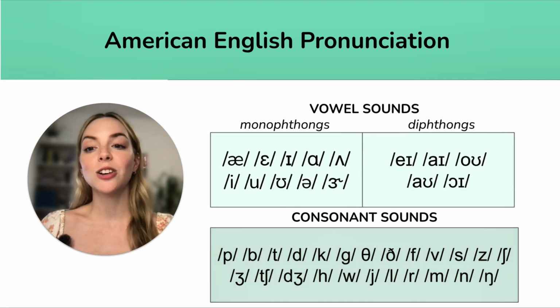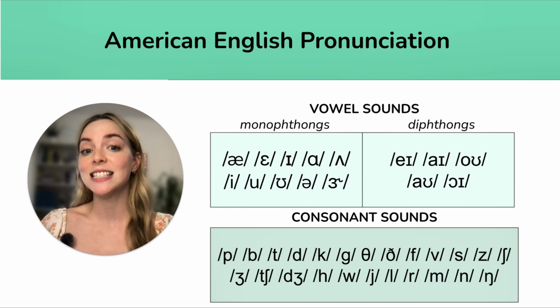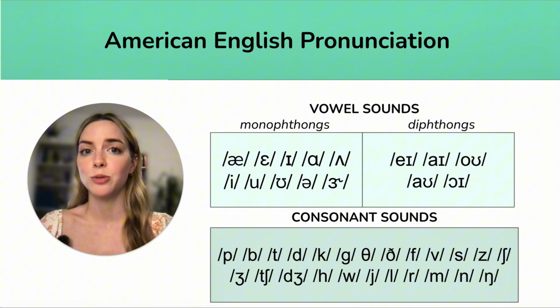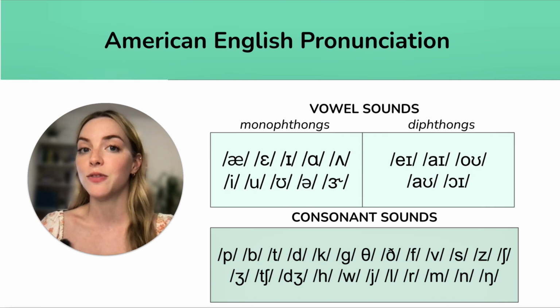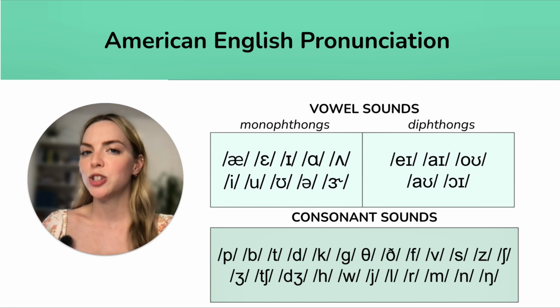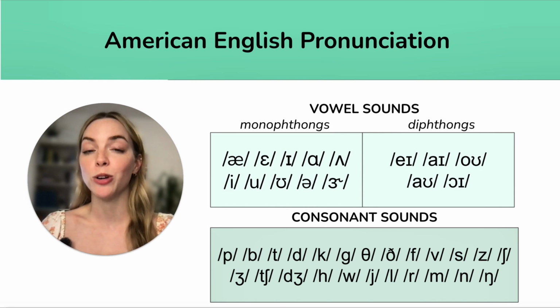Okay, so if we look at the different vowel and consonant sounds we have in American English, you'll notice that these symbols are different to the English letters we use. And these symbols are part of the IPA, which stands for the International Phonetic Alphabet, which is different to the English alphabet.